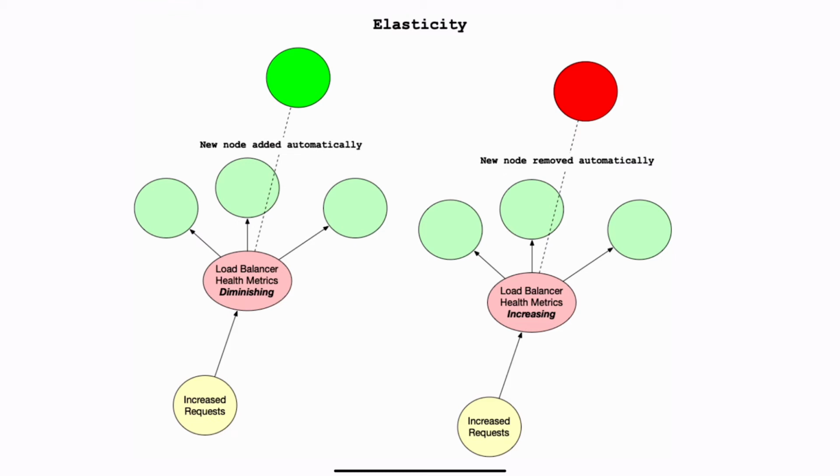Elasticity is a core attribute of modern best practices for cloud computing. Why is it so important? Well, here's a good example.